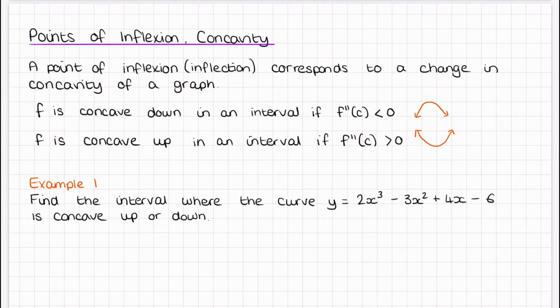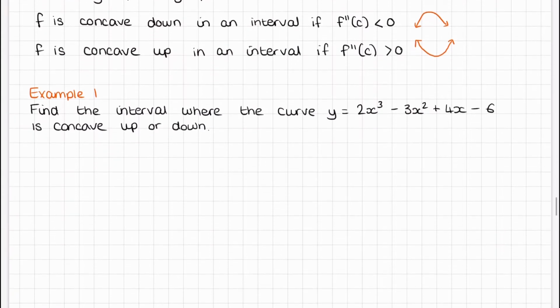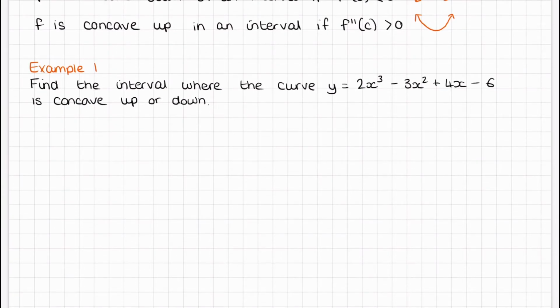A function is concave down in an interval if the double derivative is less than 0, and f is concave up in an interval if the second derivative is greater than 0. In this example, we're going to find the interval where this curve is concave up or down. When we're looking at concavity, we always find the second derivative. So that's what we're going to do first.